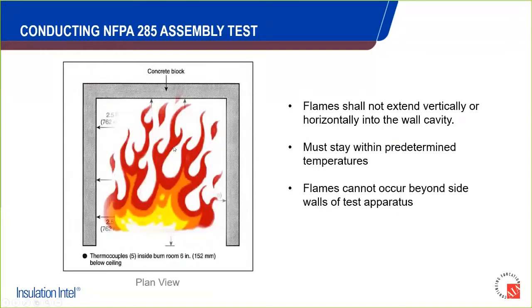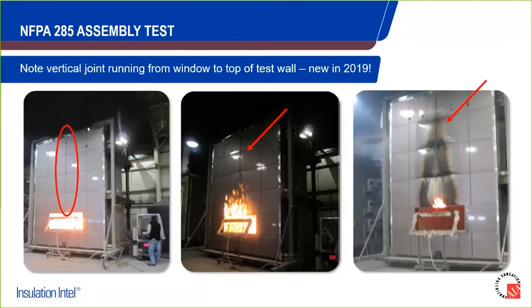So within the wall cavity itself, the flames cannot extend vertically or horizontally, and they need to stay within certain predetermined temperatures. So here's the test in practice. We see this vertical joint here and the horizontal joints extending side to side across the entire two-story apparatus.